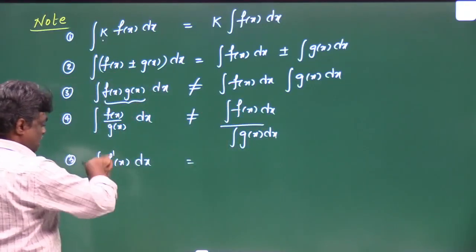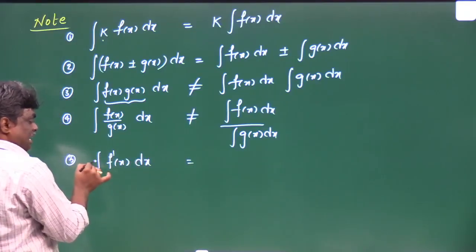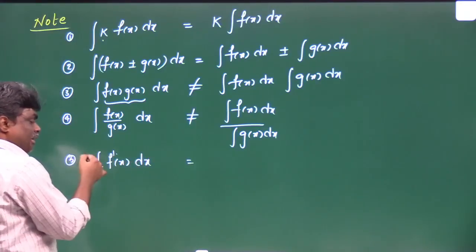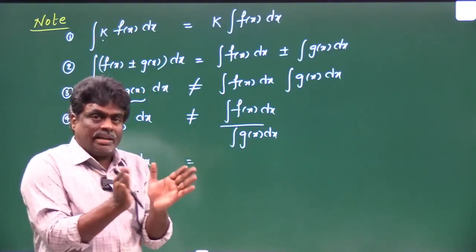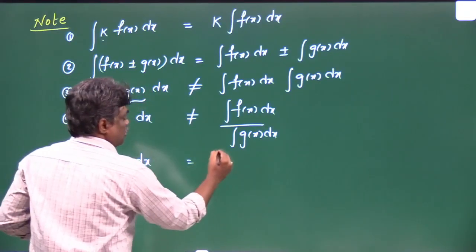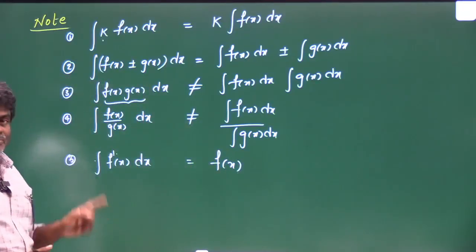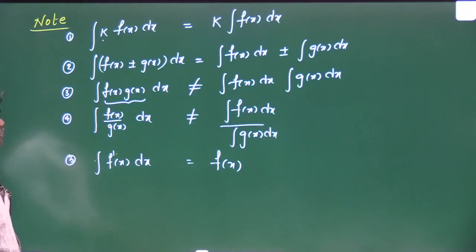And whenever you have integral f dash of x dx, that means this is the antiderivative, and derivative we already understood. So integral is nothing but the antiderivative operator. So antiderivative and derivative, definitely you must get f of x. I hope you know all these things.